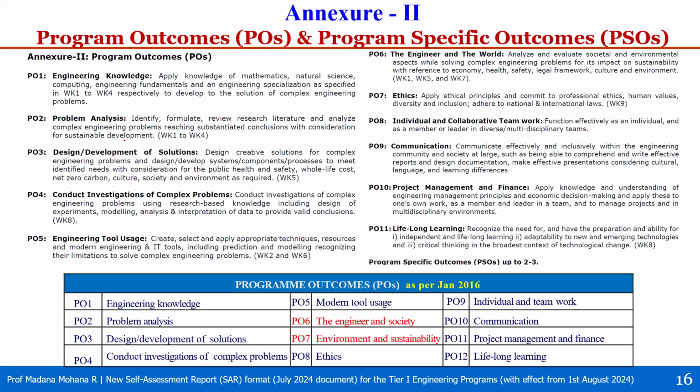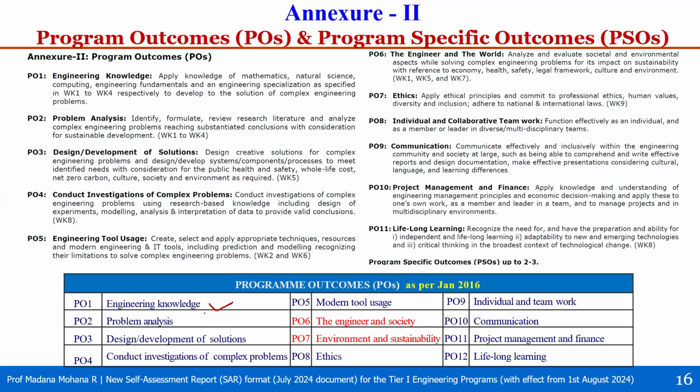12 standard POs. So those 12 are fixed. For PG, ME, MTech, POs are different. Then MBA, MCA, POs are different. But for all engineering disciplines under undergraduate level, POs 1 to 12 are fixed, even Tier 1 or Tier 2. So the existing 12 POs are listed in the table at the bottom. Program outcomes as per January 2016, let us see here.